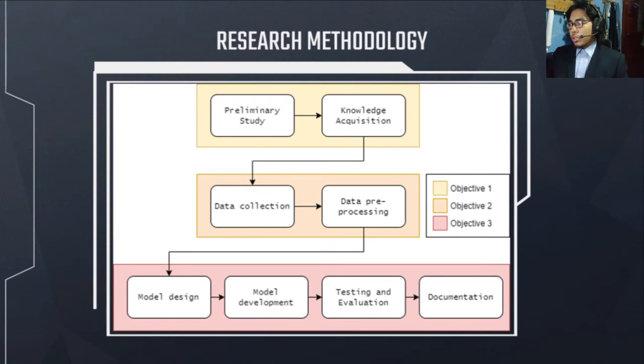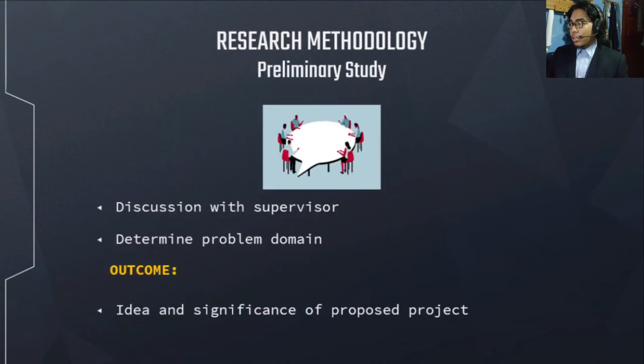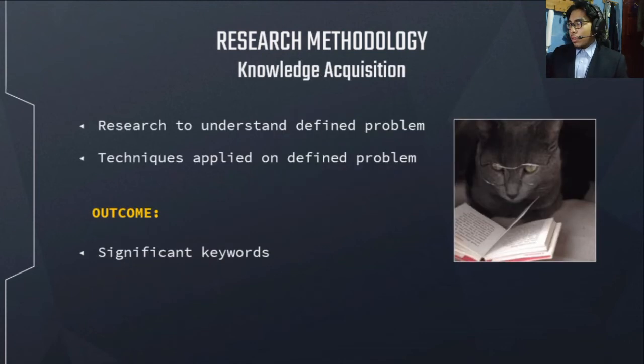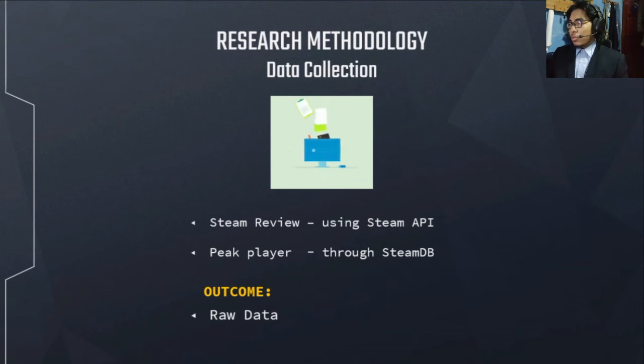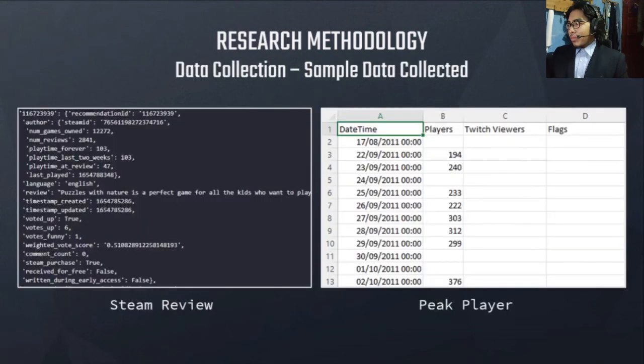Before we go into detail of the research methodology, these are the phases that contribute to the completion of the objectives in the research. In the preliminary study, discussion with the supervisor and determining the problem domain from online sources were conducted to figure out what this project will be about and its significance. Research is done to understand the problem and what techniques have been used. Literature can be obtained from UiTM resources and online databases, where significant keywords can be identified. There are two sources of data, one to retrieve Steam reviews by using the Steam API and one to retrieve peak players from SteamDB. And here are samples of the data that are collected.